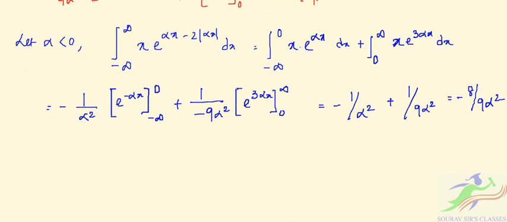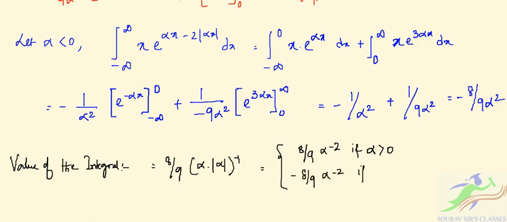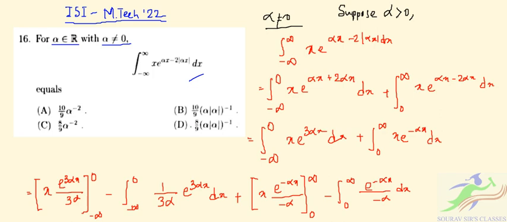So what will be the value of the integral? It will be simply 8 by 9 alpha mod alpha inverse. Which means it will be 8 by 9 alpha to the power minus 2 if alpha is greater than 0, or minus 8 by 9 alpha to the power minus 2 if alpha is less than 0. So what will be the correct option? Let us check with the options first. For question number 16, the correct option is D, 8 by 9 within brackets alpha mod alpha to the inverse.